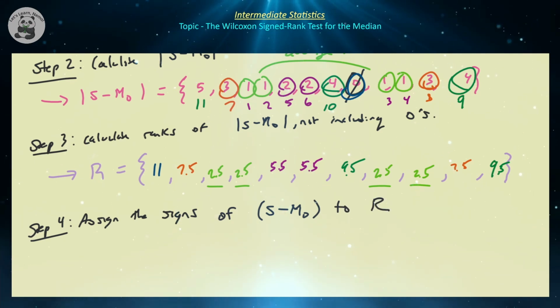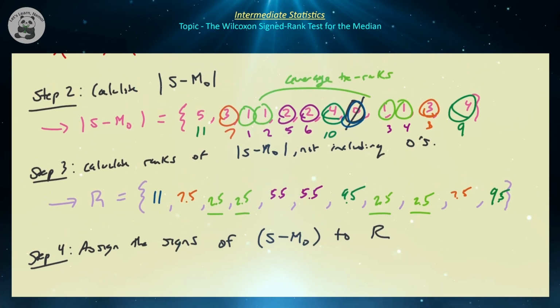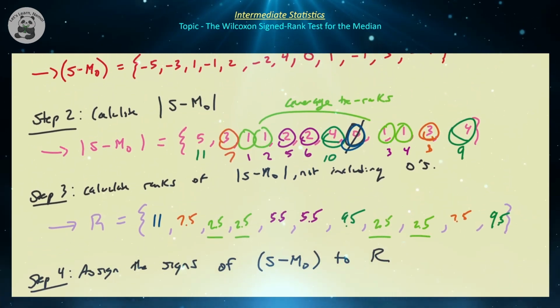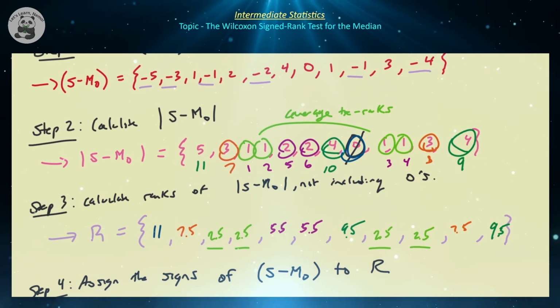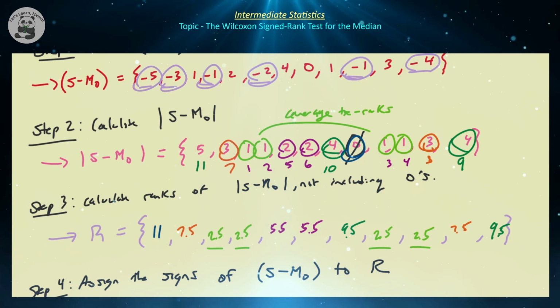Now, let's go back to our original S minus M0. So notice that we had negative, negative, negative, negative, negative, where are you? There's a negative there, right? So all of those values have a negative sign, so I'm going to put those in front of these ranks as well. So this one's going to be negative, that one's going to be negative, that one's going to be negative. So 1, 2, 3, 4, and then 5 and 6.